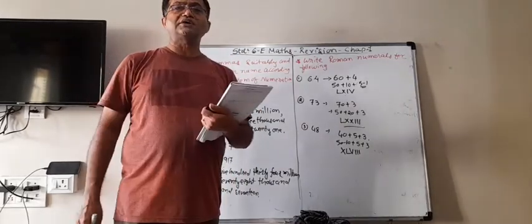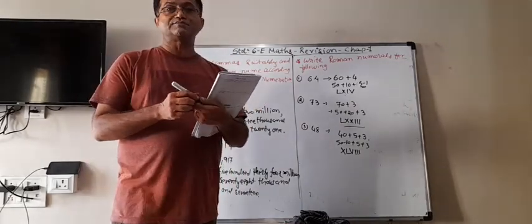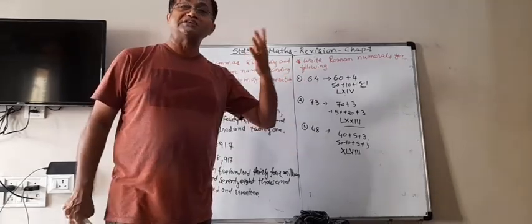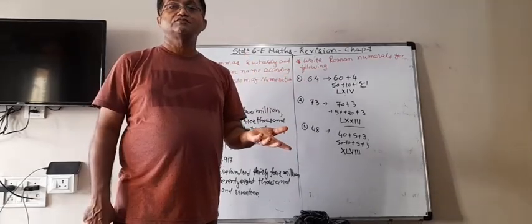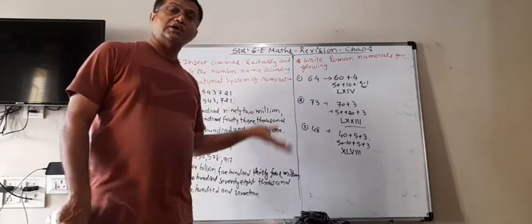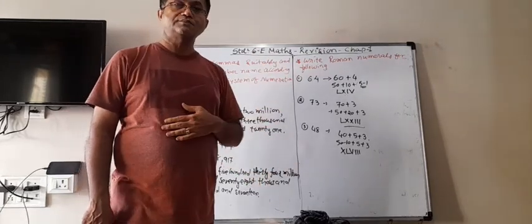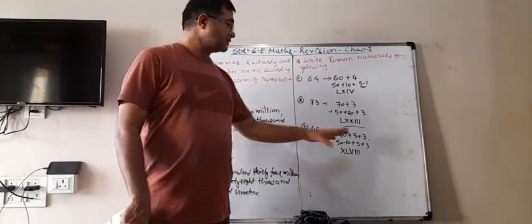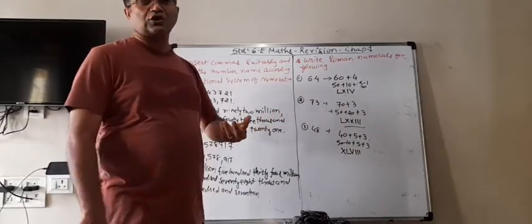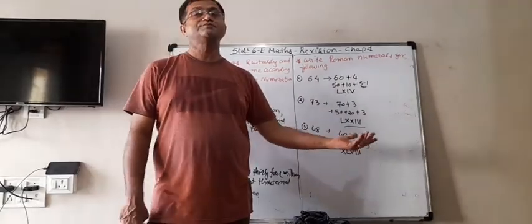Just remember the rules for Roman numerals, that we cannot use a symbol more than 3 times. If you have to subtract, then we write it on the left side, and so on. By this same way you can write down the reverse also. It is also the same, easy.